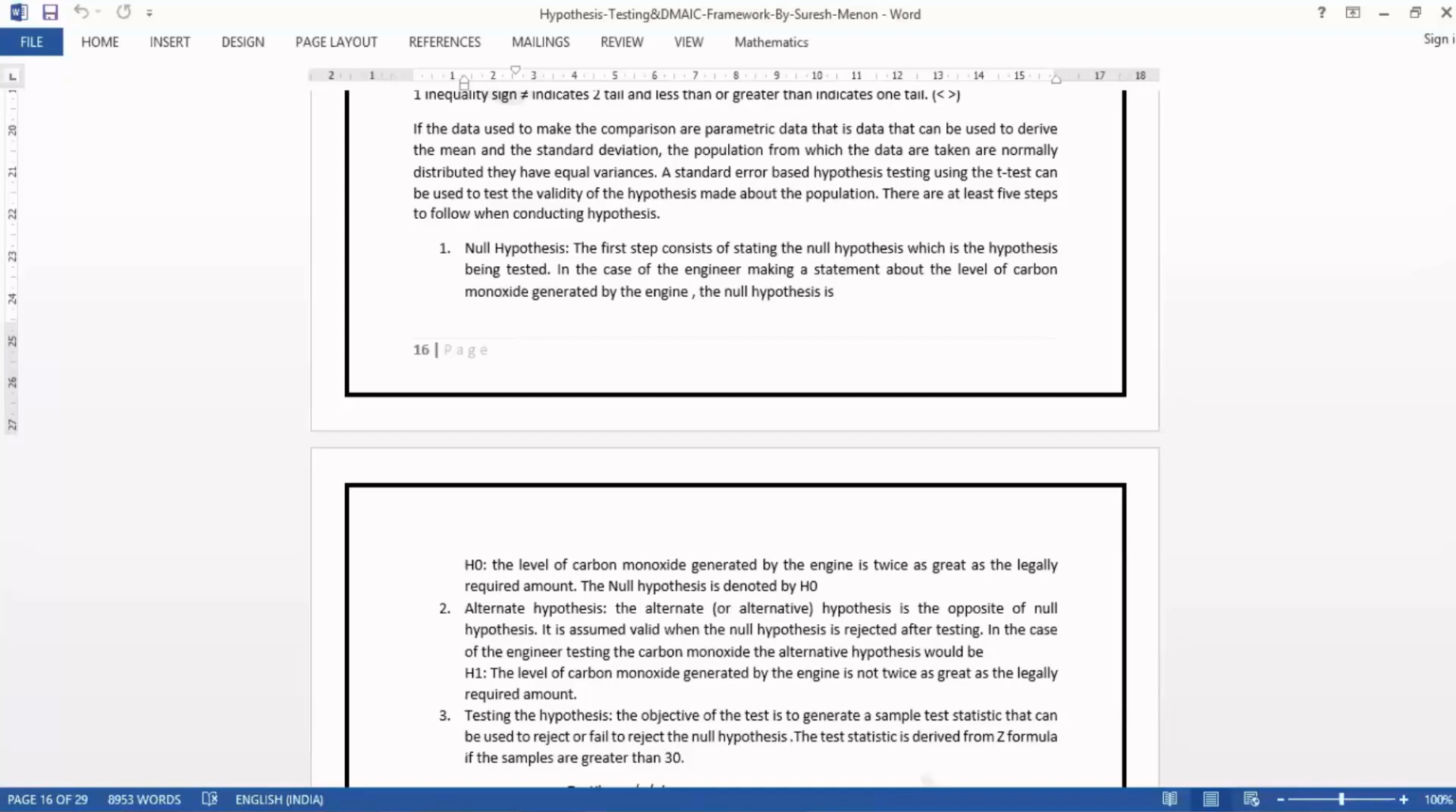Very simple it is. Null hypothesis, alternate hypothesis. Alternate hypothesis is not equal to. I went to the movie, it was good. That is the null hypothesis. Alternate hypothesis: I went to the movie, it was not good. But you have to test whether what I am telling is correct or not, whether the movie was good or not. You have to test it. Is this okay? Alternate hypothesis, null hypothesis? Yes, sir. Okay.